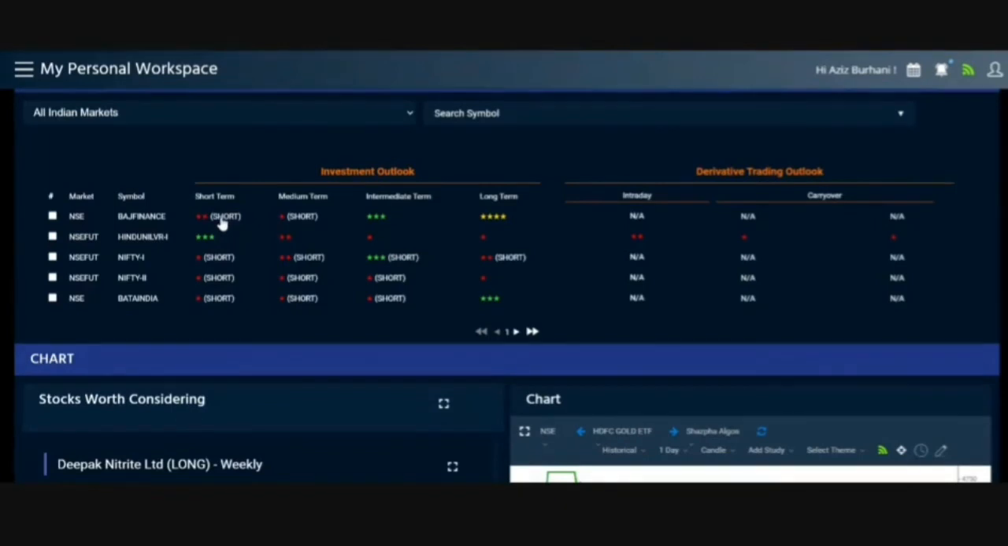Okay, so you just have to have the symbol on your dashboard, and whenever the change happens, it will reflect here. So you don't have to do the exercise again and again. Whenever there is a change in the star rating, it will reflect here.